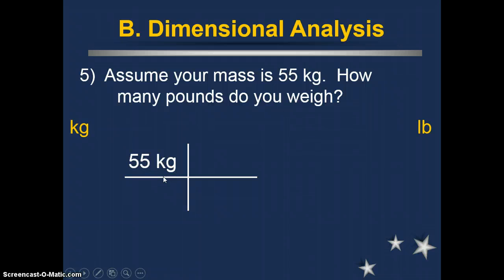All right. And I know that 1 kilogram is 2.2 pounds. So I need kilograms to cancel out. So my 1 kilogram is going to go here. My 2.2 pounds is going on the top. I'm in pounds now. Kilograms cancel out. 55 times 2.2 is 121 pounds.